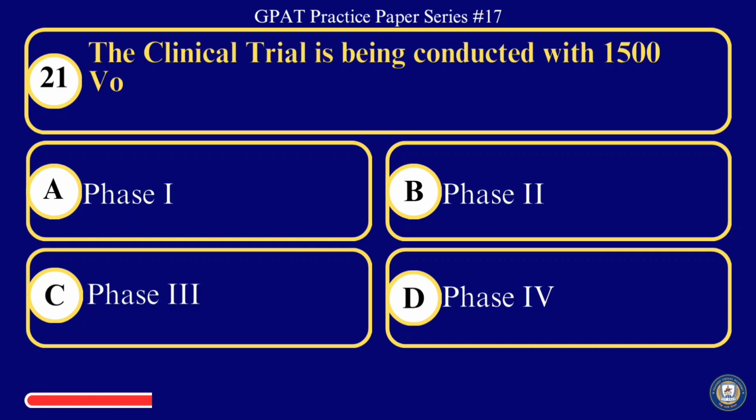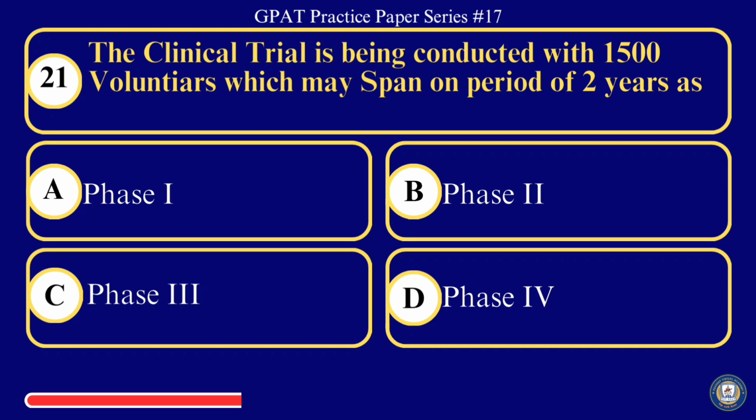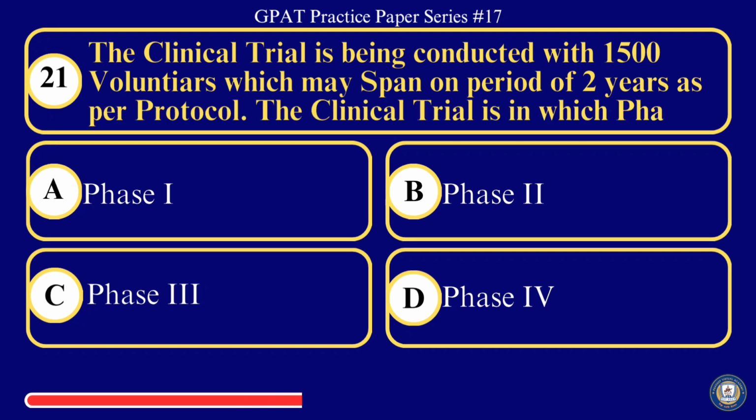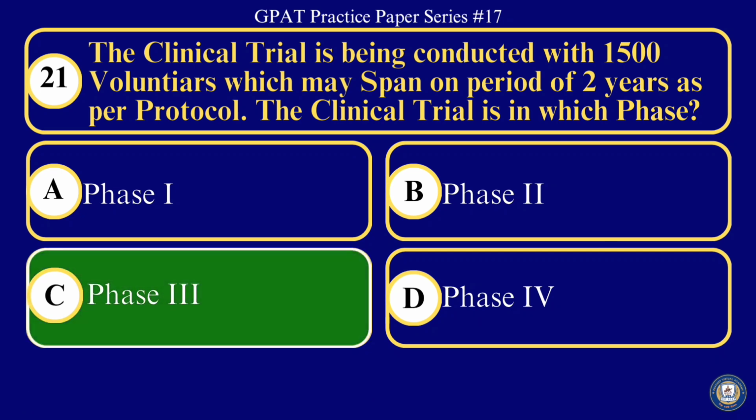Question number 21. The clinical trial is being conducted with 1,500 volunteers, which may span a period of 2 years as per protocol. The clinical trial is in which phase? Your options are A. phase 1, B. phase 2, C. phase 3, and D. phase 4. And the correct answer is option C, phase 3.